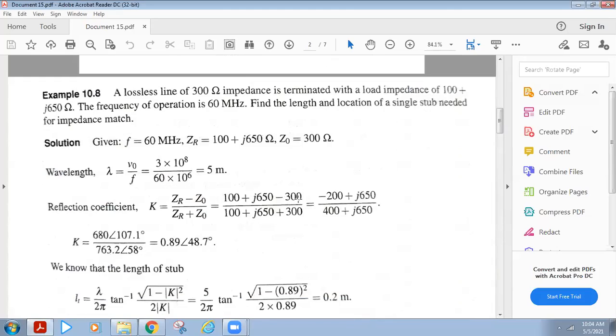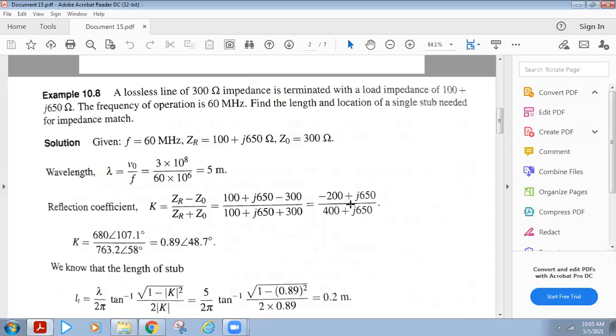See here, the second problem. A lossless line of 300 ohms impedance, which is also a previously covered problem, previously given in the examination. The lossless line of 300 ohms impedance is terminated with a load impedance of 100 plus j650 ohms, right? The frequency of operation is 60 megahertz. Then find the length and location of the single stub needed for impedance match. This is quite a different problem.